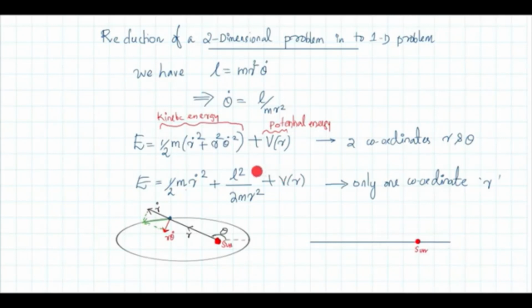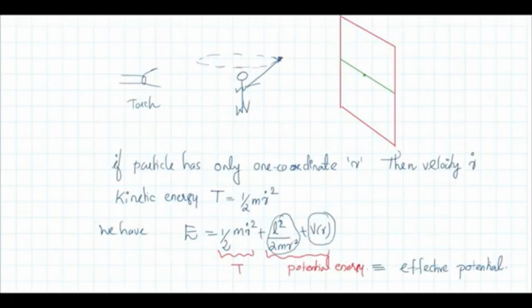Then the rest of the terms, that is L square by 2m r square plus the actual potential of the problem, should be interpreted as a potential energy, and that is known as the effective potential. So the total energy E can be written as half m r dot square plus V effective, where V effective is the actual potential plus this term L square by 2m r square. So this term is very important. For any central force problem, the effective potential is the actual potential plus L square by 2m r square.